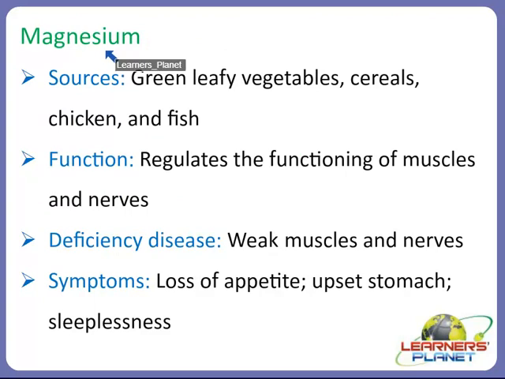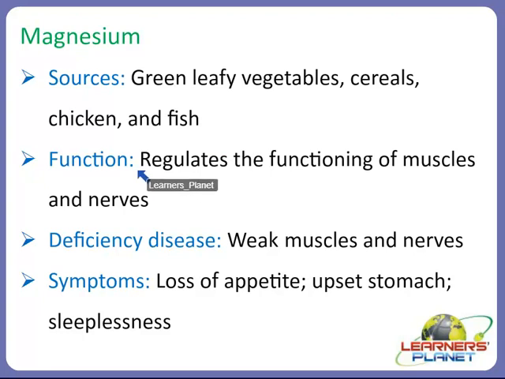Yes, magnesium. The rich sources of magnesium are green leafy vegetables, cereals such as wheat, maize, etc. Then chicken and fish. The alternative foods for chicken and fish can be other foods for vegetarians, like sprouts and even soya bean.